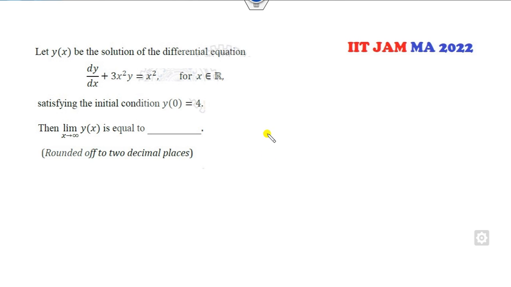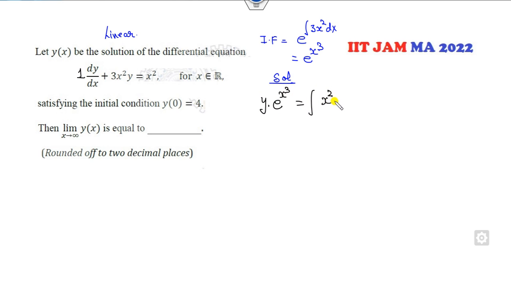Okay, look at this one. So clearly, this is my linear equation. Fine. What is the integrating factor? e raised to power 3x square dx, that is x cube. So remember that the coefficient of this must be 1. So y into integrating factor, right hand side into x cube.